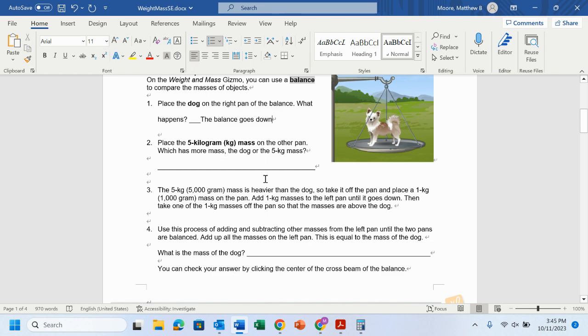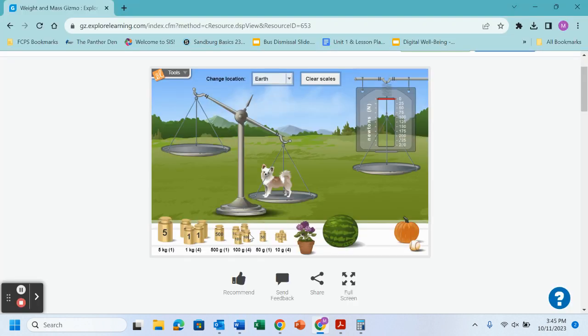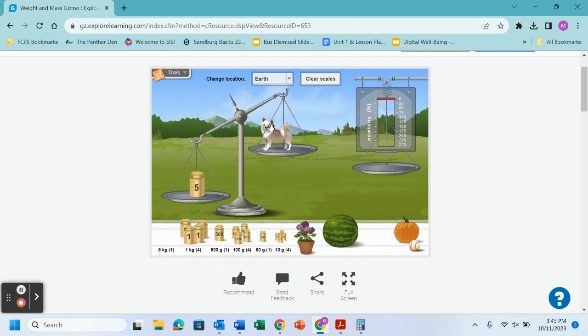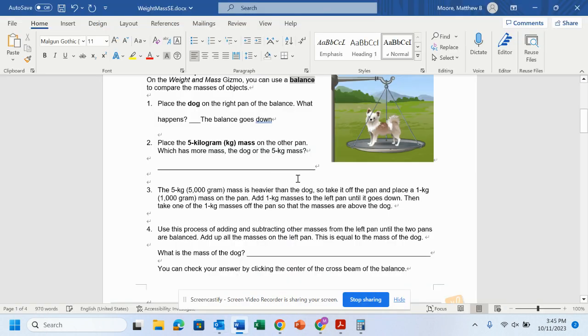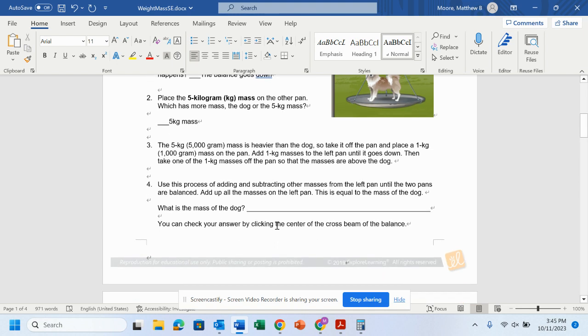Place a 5 kilogram mass on the other pan. Which has more mass, the dog or the 5 kilogram mass? This is 5 kilograms right here. So you put that up there and boom. The 5 kilogram mass is heavier than the dog. So you put 5 kilogram mass as your answer. Number 3, the 5 kilogram, 5,000 gram mass is heavier than the dog.